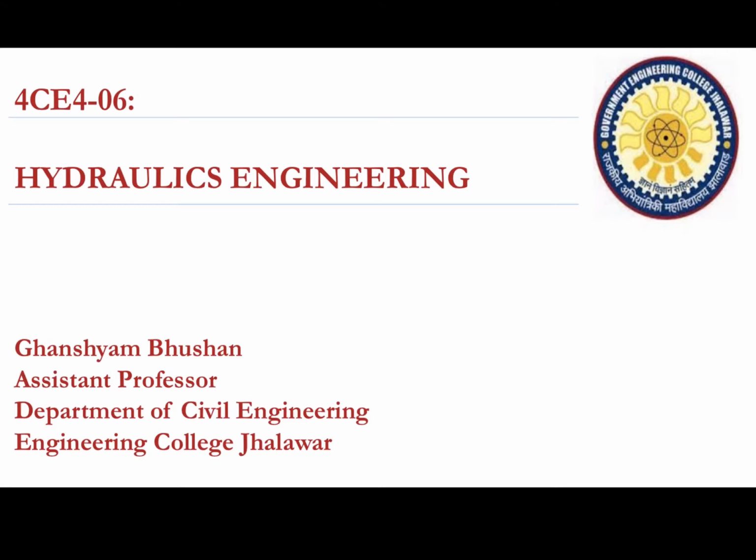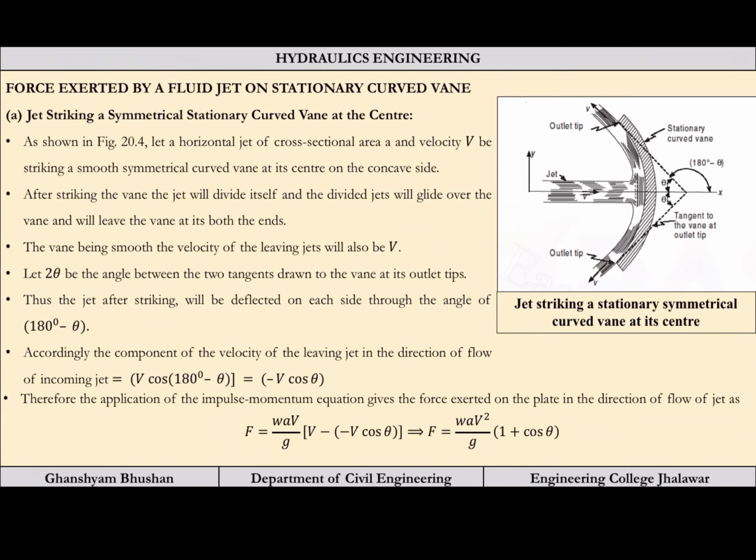Now, in hydraulic turbines, the plates are not flat, but made curved. So we have to check what is the impact of a jet on a curved plate. Let us see the force exerted by a fluid jet on a stationary curved vane. When you study the hydraulic machines chapter, or it is a full subject, you will see that the blades of the turbines are curved, and they are made to be hit by a jet of fluid.